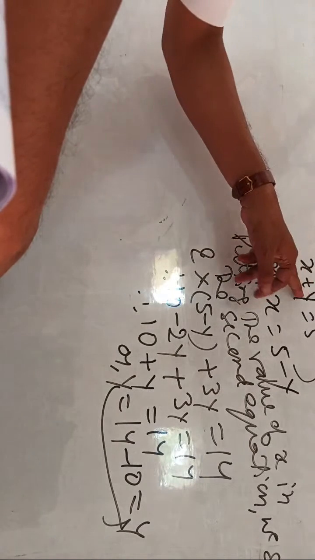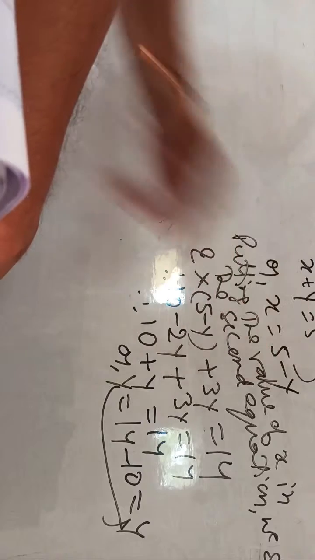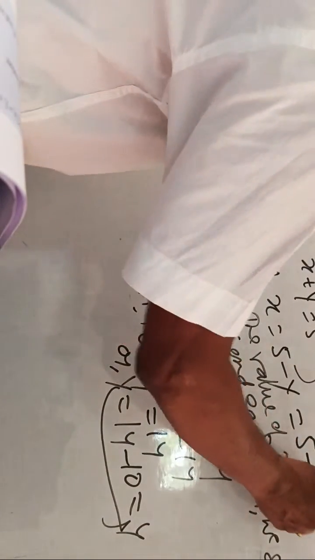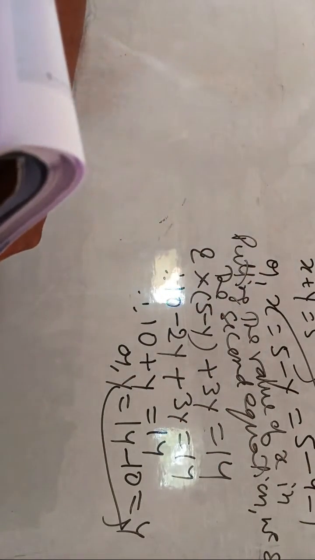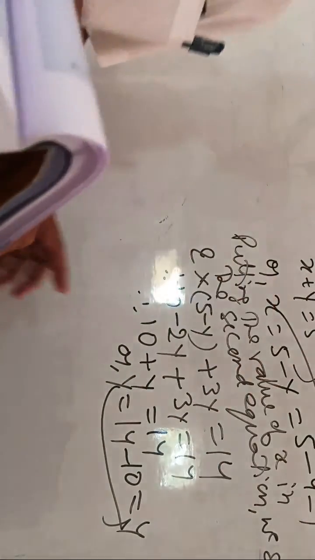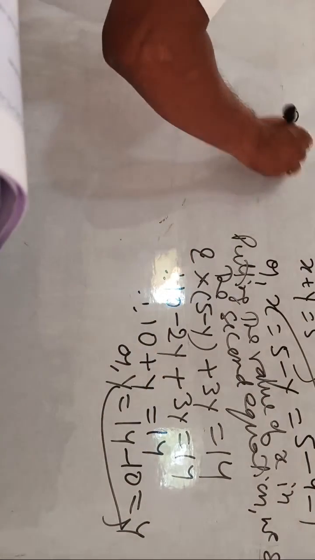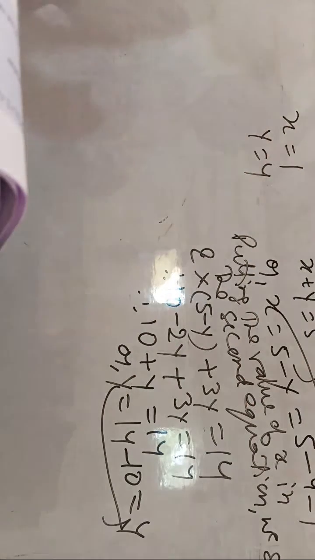And when y is 4, then x is 1. Right? x is 5 minus y, so you write 5 minus 4, since y is 4. Then the value of x will come to be 1. So the value of x is 1 and the value of y is 4.